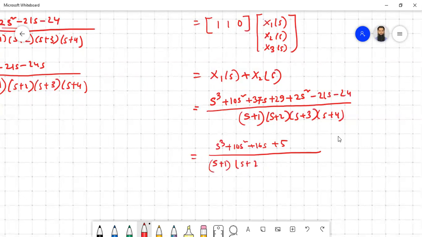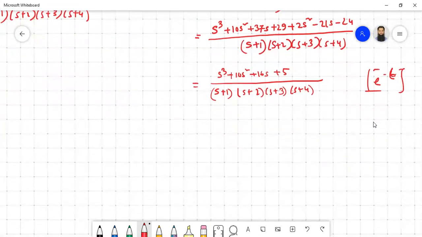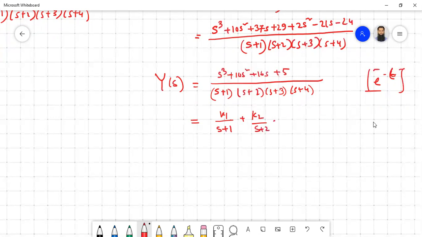Now the output we actually have to see in terms of time domain. What is the solution? Because our input was in the time domain. So input was e to the power minus t. So now we're going to see what is the corresponding time domain representation of this output equation, Ys. Okay. So we have to go for the partial fraction. So this is basically k1 by s plus 1, then you have k2 by s plus 2, then k3 by s plus 3, plus k4 by s plus 4.